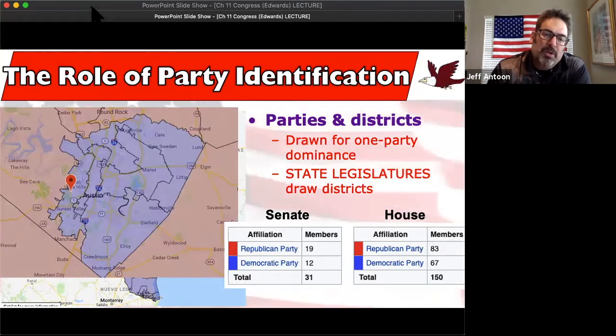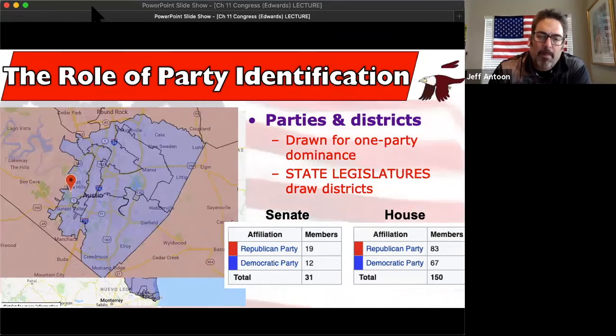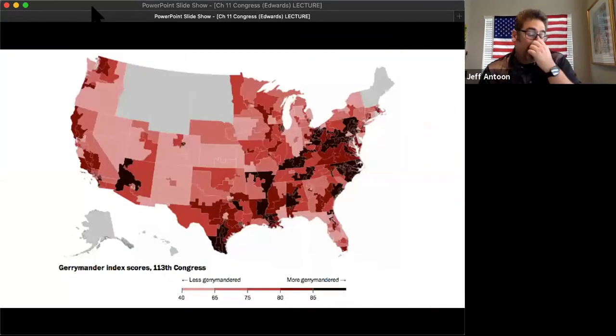I'll show you and explain to you Austin, how it's cut up, because it looks a little different than it does now. This is the gerrymandering index in the 113th Congress, showing you the darker the color, darker black, meaning it's more gerrymandered. So the southern part of Texas, which a lot of Democrats would live in, is gerrymandered more because the Republican state legislatures get to draw that.